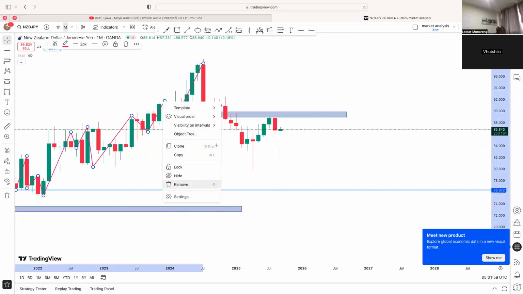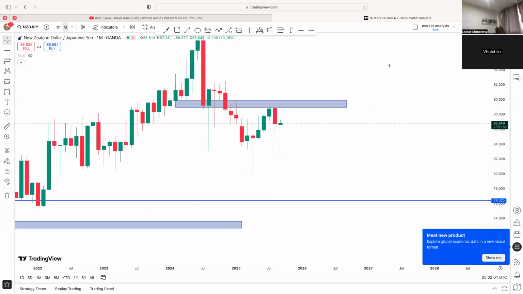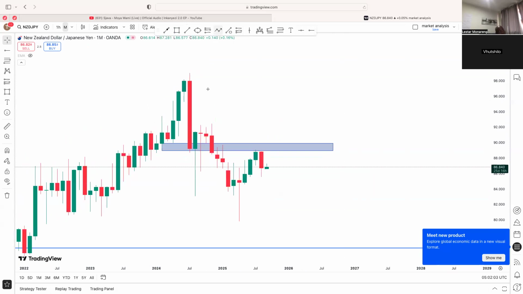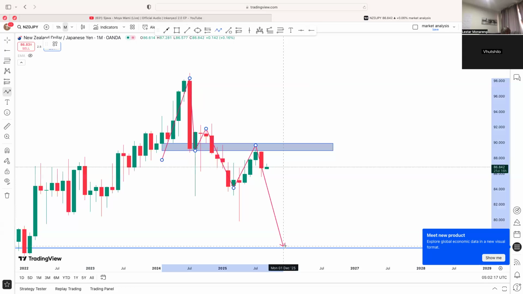I'll try to break it down for you clearly so that you can understand. So this is the higher high, higher low, and then high, because they failed to go and trade above that high. So this is called the high after this higher low, and then they went and created a new lower low, and then lower high. And then we're expecting them to drop.